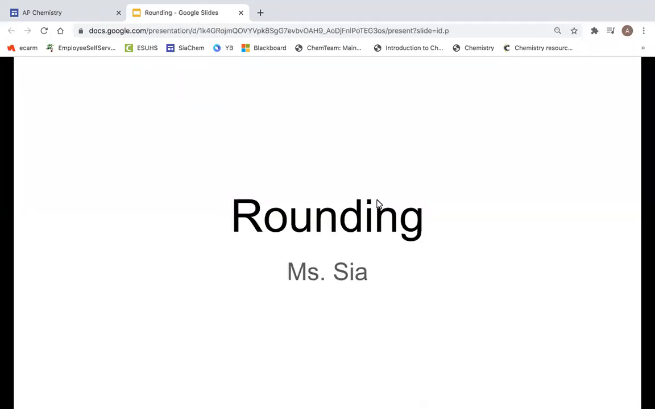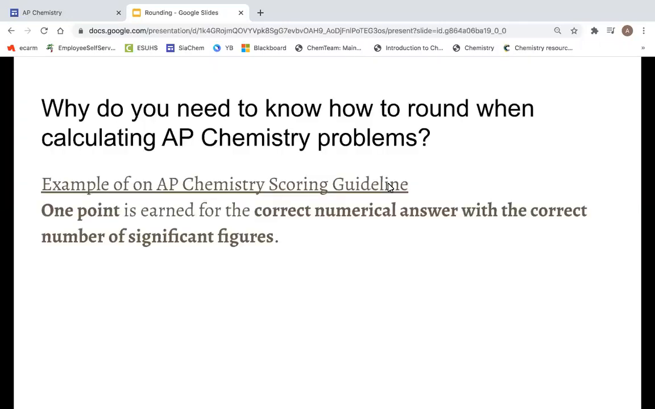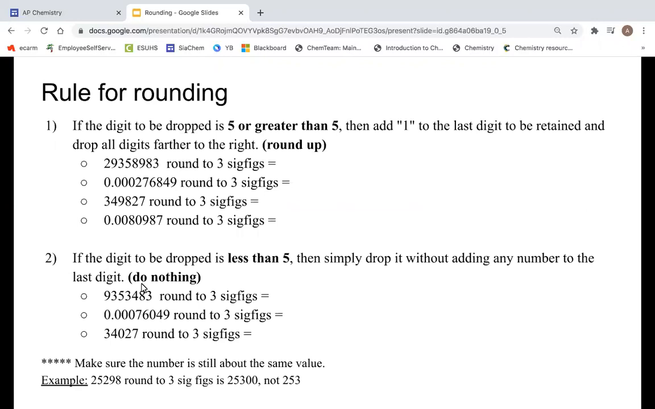Hi, let's study rounding. We just did significant figures, so we're going to round them now. Why do you need to know them? Because getting the correct number of significant figures on the test sometimes costs you a point. If you care about your grade and want the maximum possible points, we do need to care about significant figures. All right, let's get started.